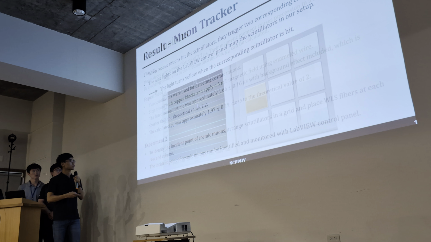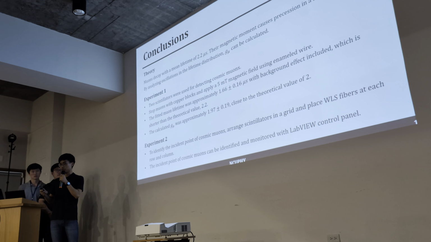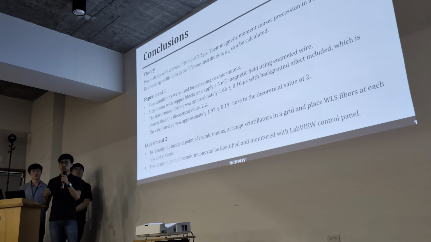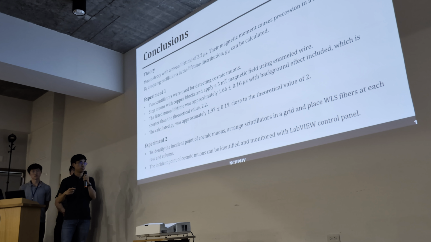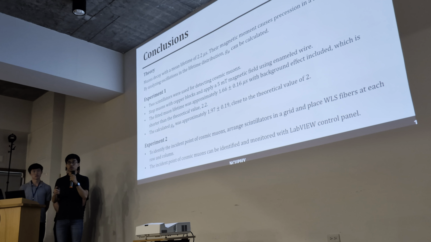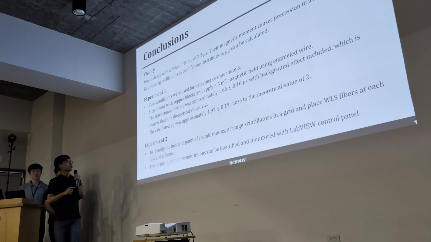budget. Here, let's summarize our study. So the muon is a particle that will decay with a mean lifetime of 2.2 microseconds, and due to its spin, it has a magnetic moment, which will lead to a precession in an external magnetic field. With knowing the precession frequency, we can calculate the g factor of the muon.